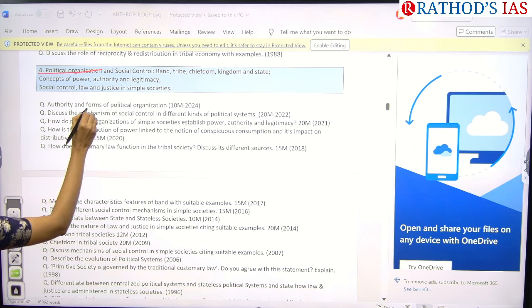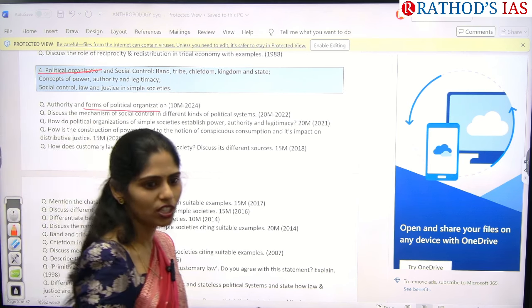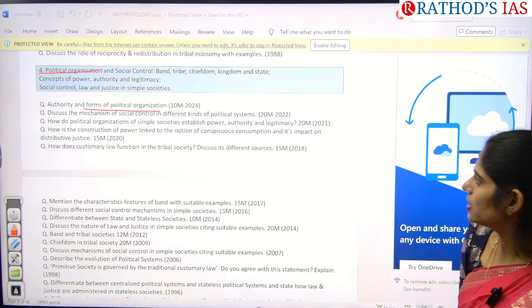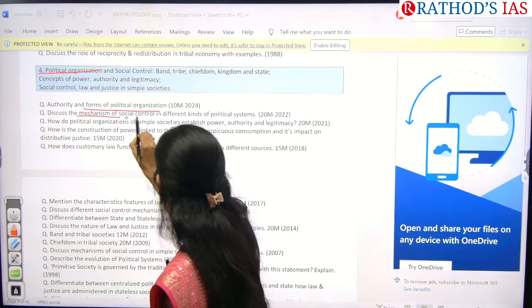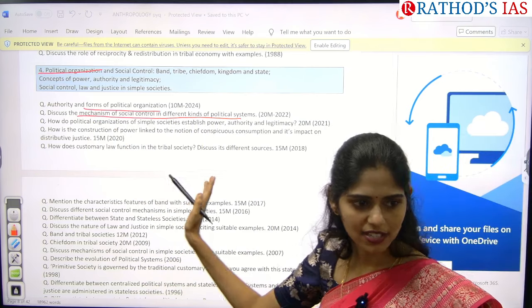So they are asking about different forms of organization. For example, band, tribe, chiefdom, kingdom, state. You have to write 5 with examples. And next one is mechanism of social control. I said about formal, informal, and rewards.